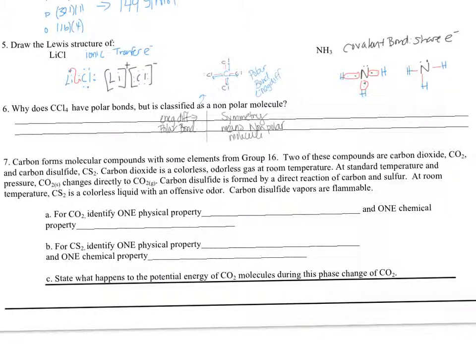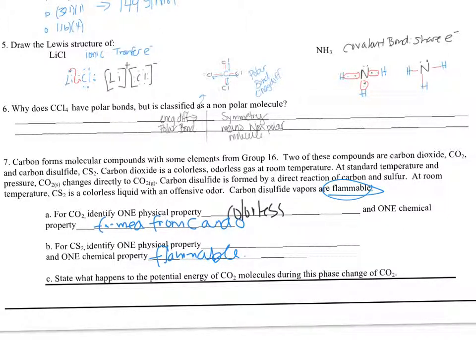All right, so for CO2, identify one physical property. You have a plethora of answers here, but let's just go with colorless. Okay, and one chemical property. And you could say here that it is formed from C and O. Okay. For CS2, identify one physical property. Again, you've got several to choose from. You could say it's colorless, it has a bad odor, you can say whatever you want there. There's several that are acceptable, and the chemical property that is the most easily identifiable is that it's flammable.